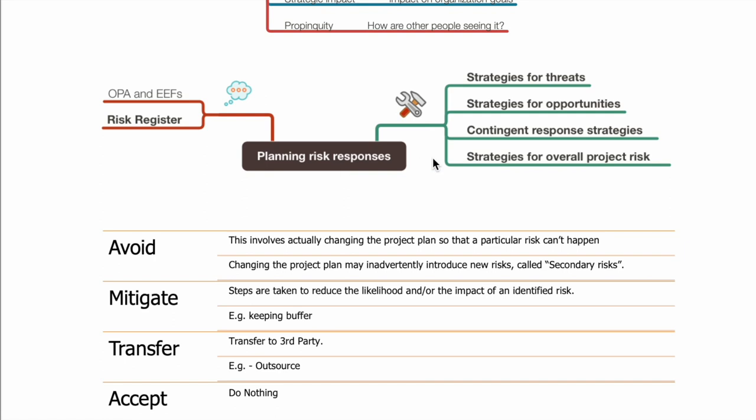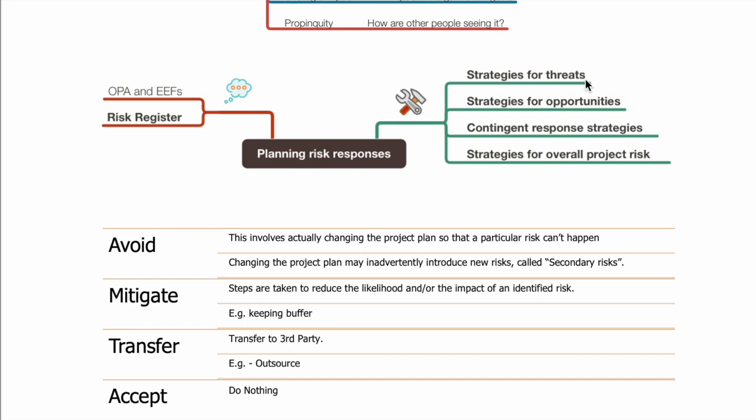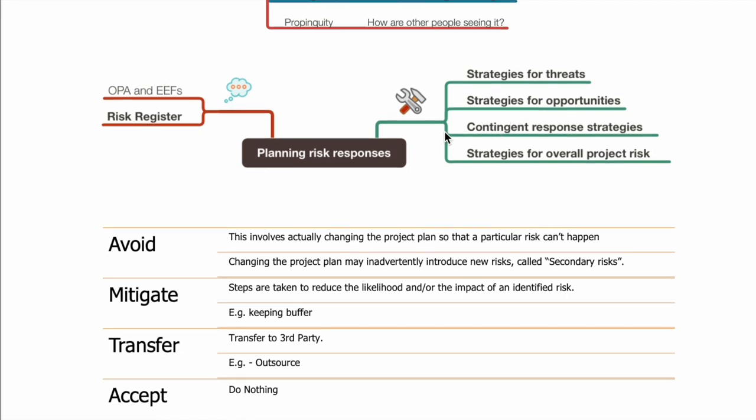And then we plan for risk responses. We have strategies for threats, strategies for opportunities. What is a threat? The risk which can take money out. What is an opportunity? The risk which might give me money back or save money. So these are opportunities. Contingent response strategies are for the huge risks. Risk like, what if a disaster strikes this particular location? Then we have DR plans, disaster recovery plans.